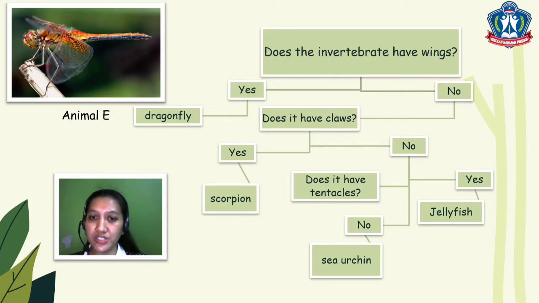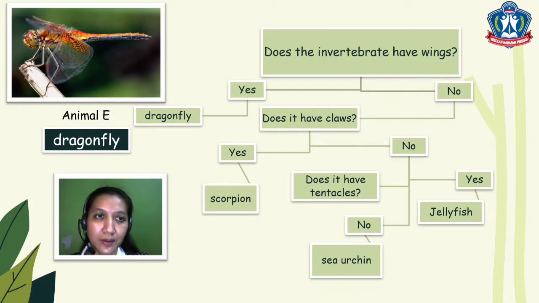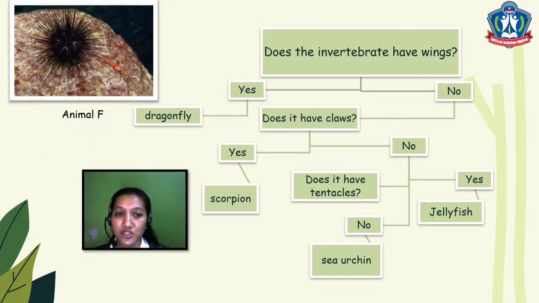Again, so now let's find out the animal E. Does the invertebrate have wings? Yes. So, we know that the animal E is, right friends, dragonfly. Now let's try for the animal F. Does the invertebrate have wings? No. Does it have claws? No. Does it have tentacles? The answer is no. So we know that the animal F is sea urchin. Good friends.